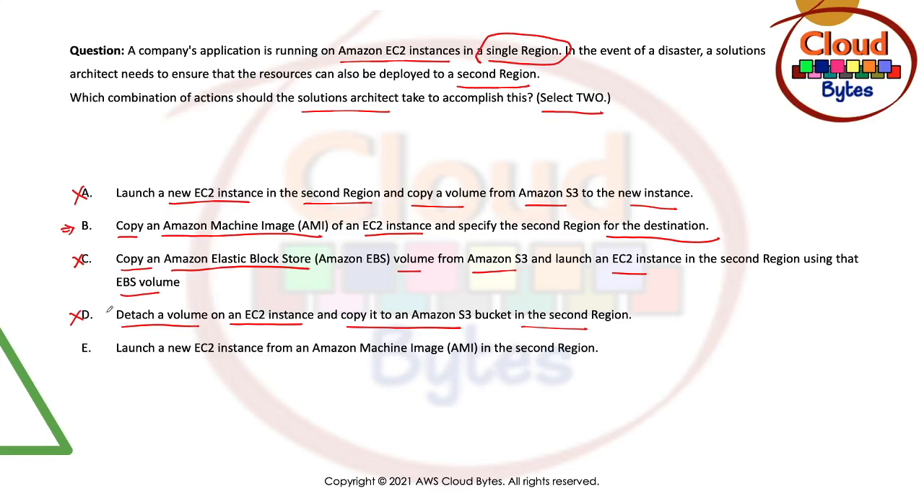The last option over here is to launch a new EC2 instance using the AMI in the second region. So this one is step one, where you copy the AMI of an EC2 instance to a destination in the second region, and then using that AMI you launch the new instance. So option B and option E as a combination create the answer for this particular question.